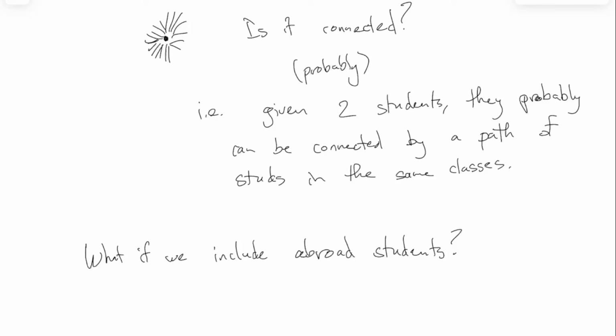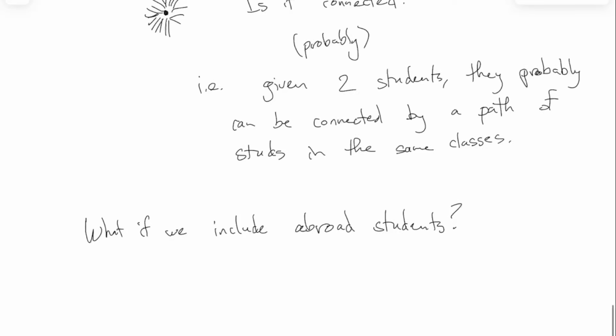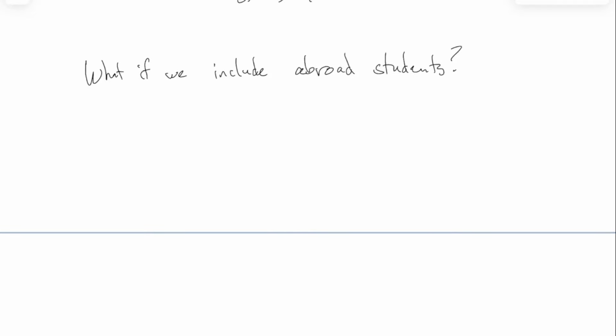Yeah? It'll be less connected. Yeah, right. I think when you include the abroad students, those new ones will be disconnected from the ones who are here, because none of those people are in any classes with any of the people who are here, right? Because they're too far away. I think this is true. So if we include abroad students, then basically what happens is it becomes disconnected.